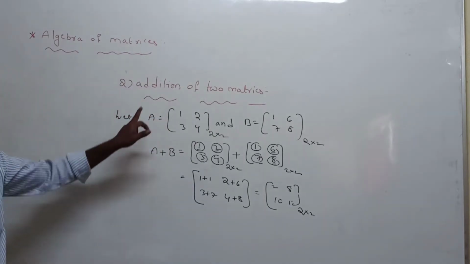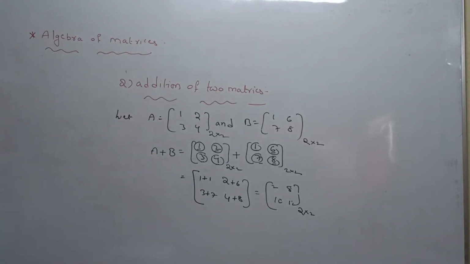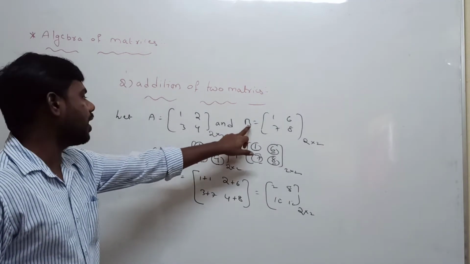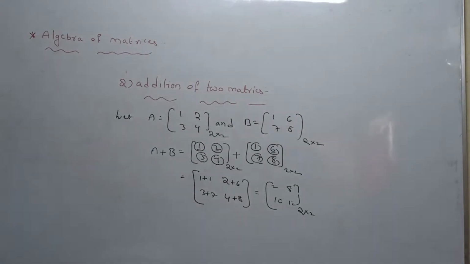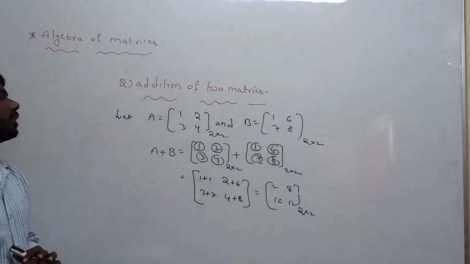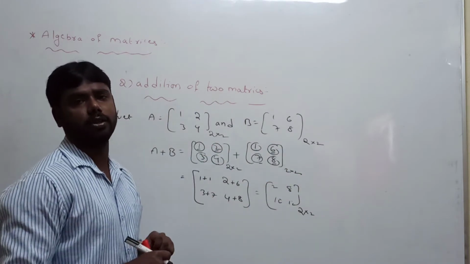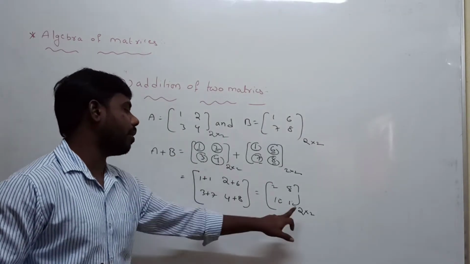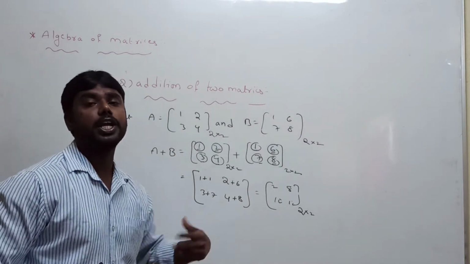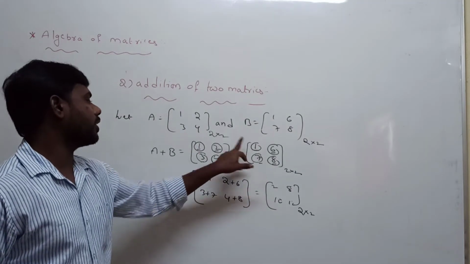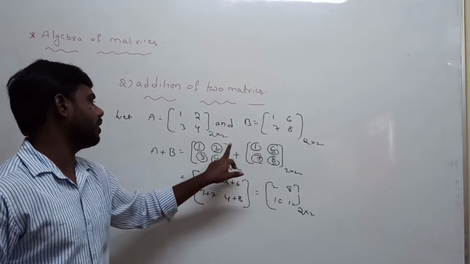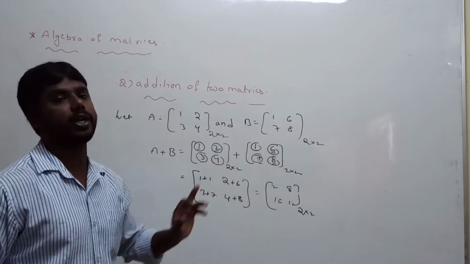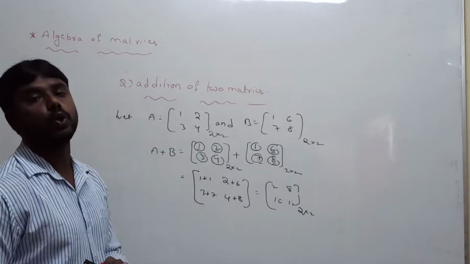So listen, what is the meaning of the addition of two matrices? If A and B are two matrices of the same order, then the sum is also of the same order. It is obtained by adding the corresponding elements. Means first place adding, second place adding, third place adding, fourth place adding. This is nothing but the addition of the two matrices.